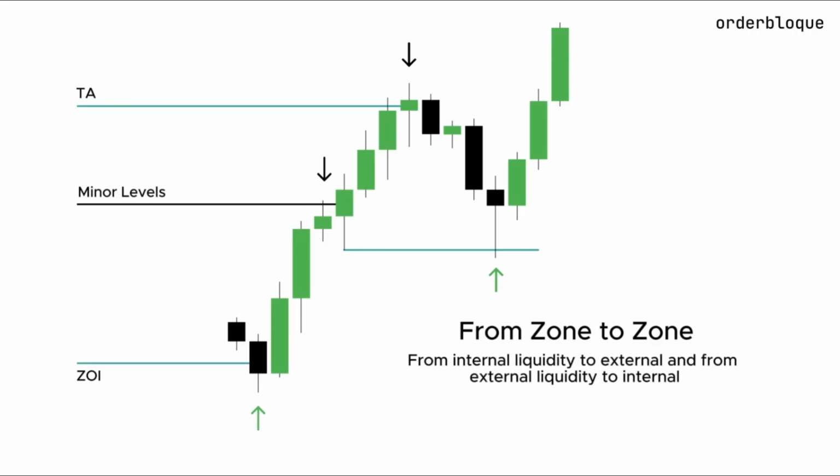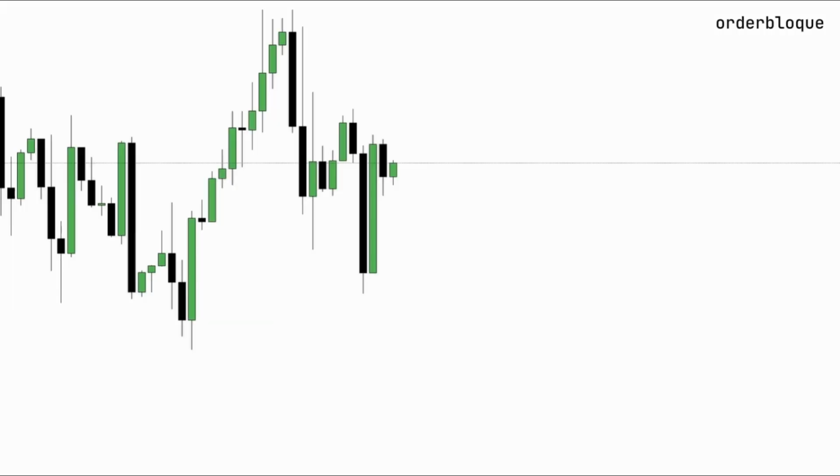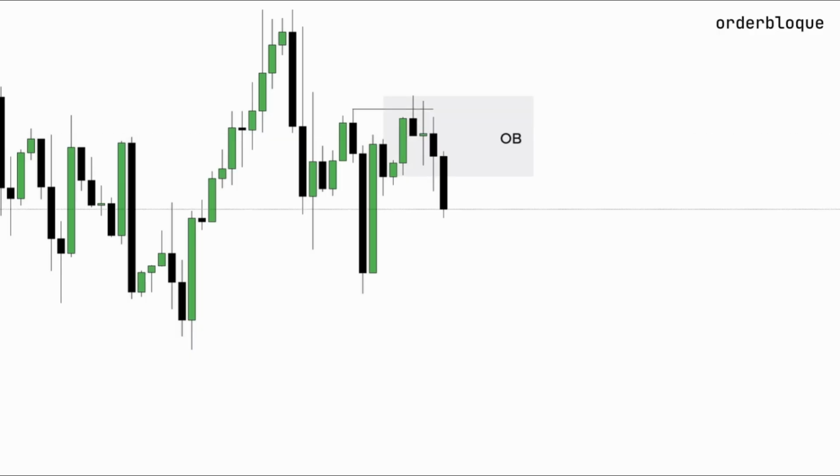Also, here we can say that the price moves from internal liquidity to external, and from external liquidity to internal. I hope I managed to convey my idea, but for a better understanding, let's look at a real example. On the 4-hour chart, we observe a liquidity raid from the fractal high, followed by volume confirmation in the form of an order block zone.